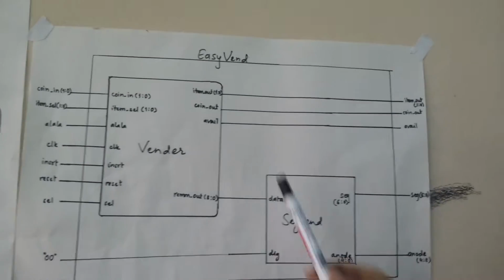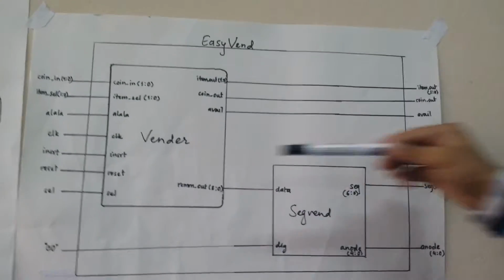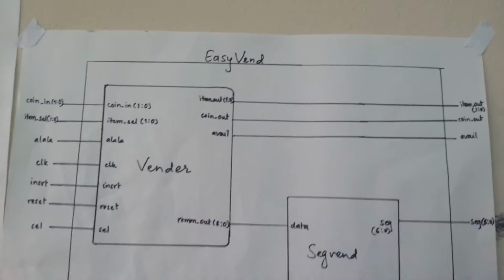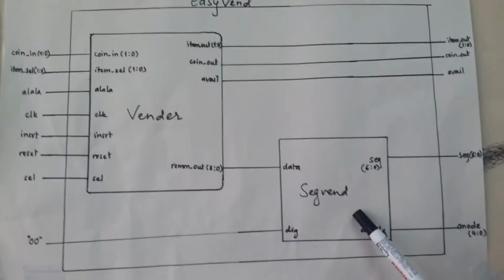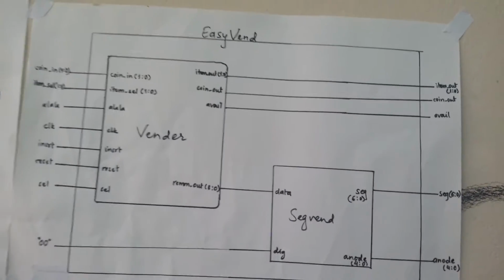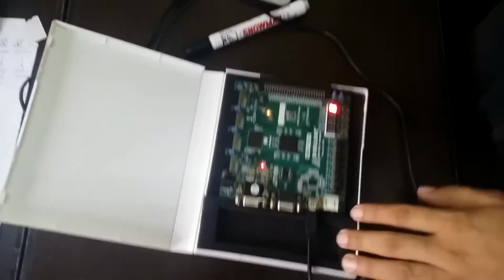Now, this schematic shows 2 modules. The vendor module controls all these state machines, and the sec vend module shows the current amount of money in 7-segment display. Now let's go into the demo.